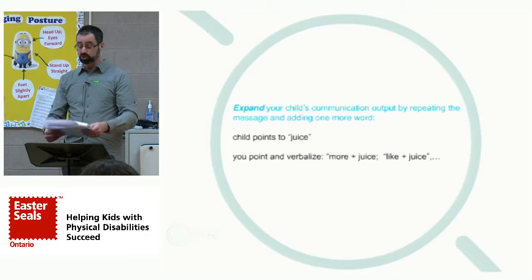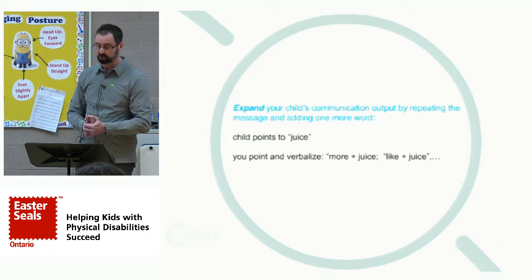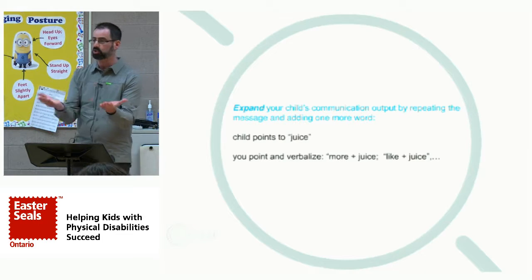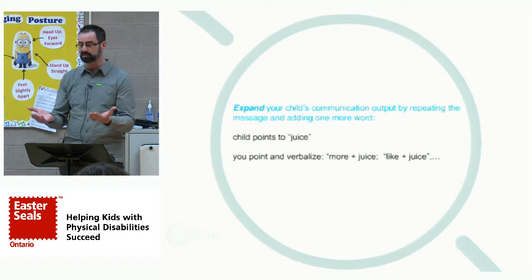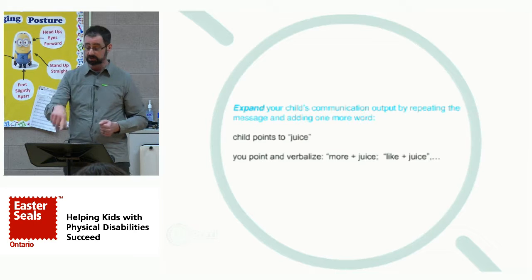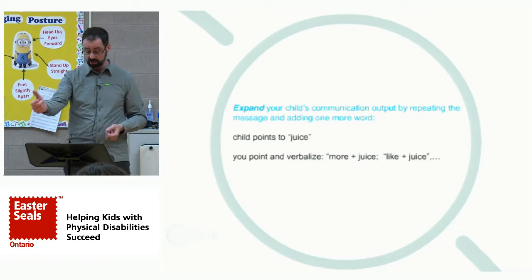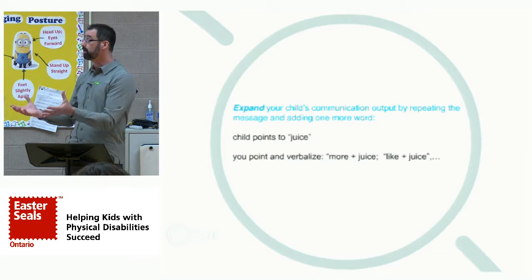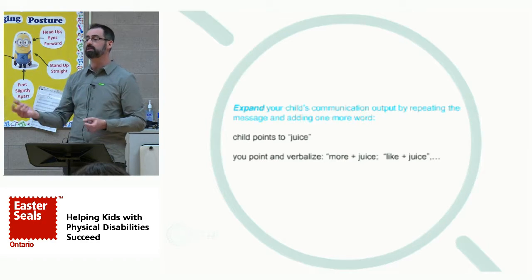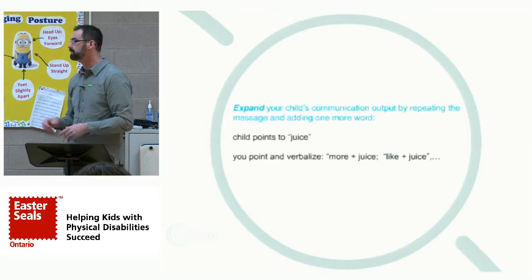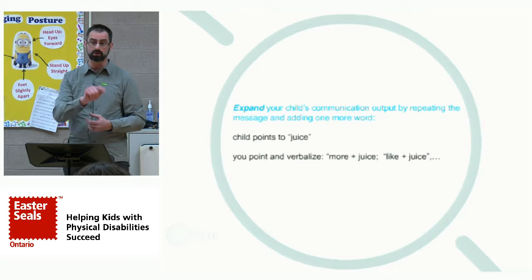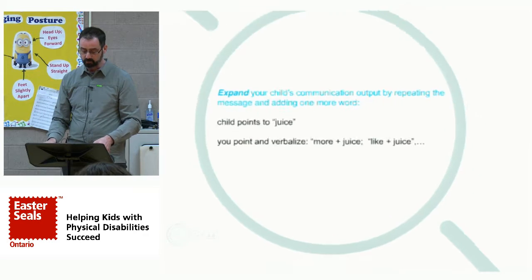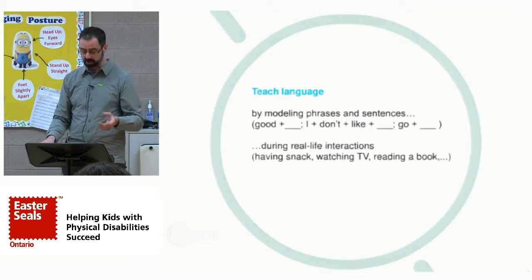Expanding on what your child is saying. So again, the child points to juice, or maybe using a communication book or AAC system like a speech generating device, the child says juice. Of course, I give you juice, but I'm also going to expand on what you said. Within that context, you can say many things. You can say more juice. You can say like juice. You can say good juice. So again, you give the language that supports comprehension within that context.